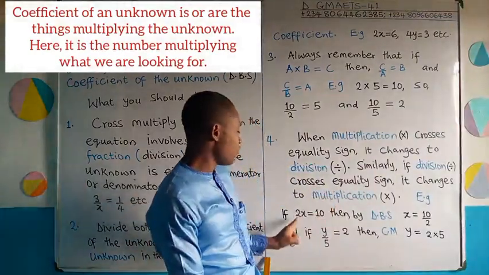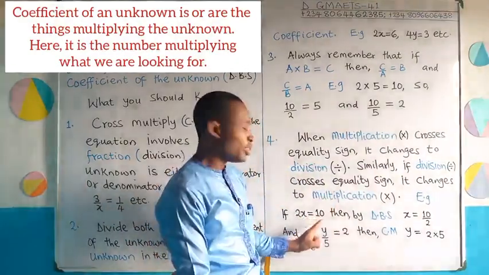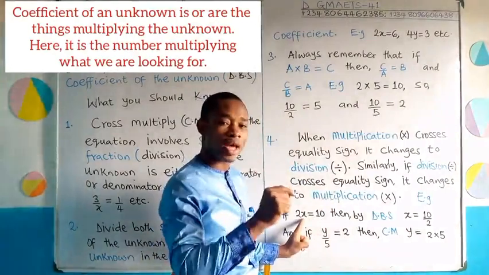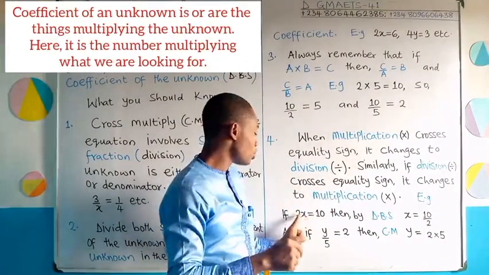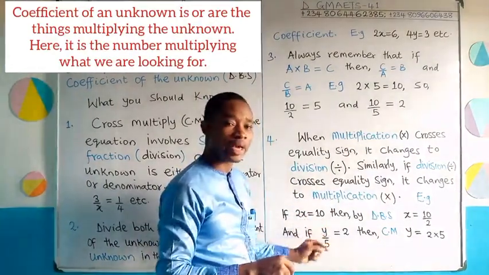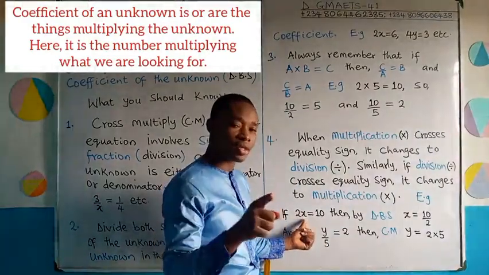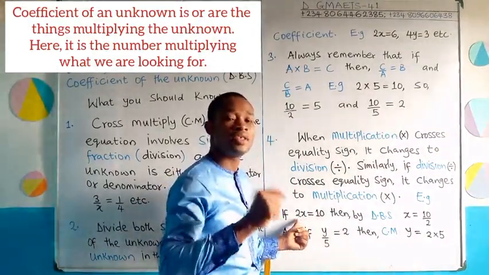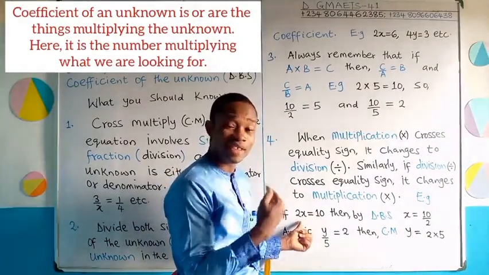Now, if I give you 2x equal to 10, this 2x means 2 times x. 2 times x equal to 10. The unknown is x. The coefficient is this 2 multiplying the x.